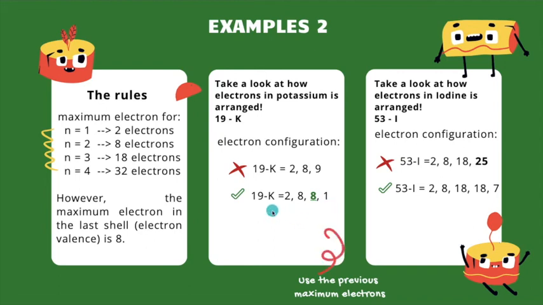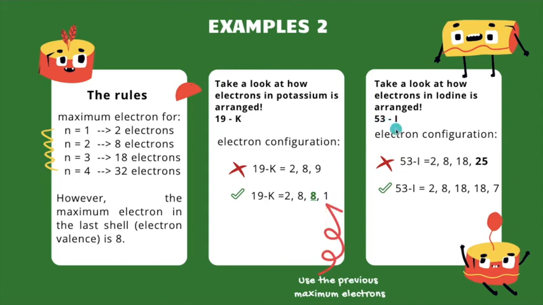So the right electron configuration for potassium is 2 from the first shell, 8 from the second shell, 8 from the third shell, and 1 for the last shell.